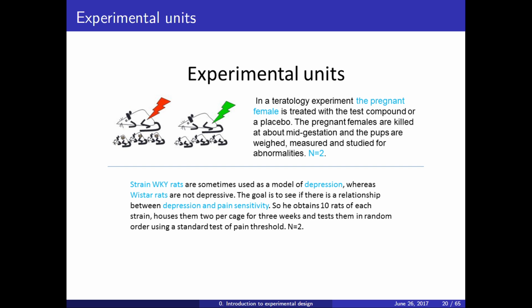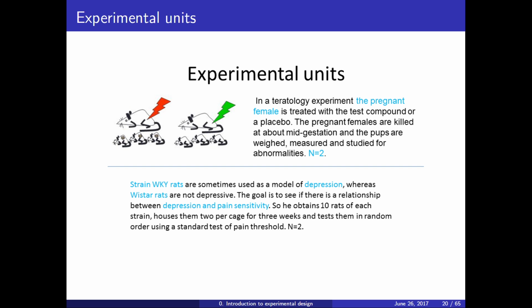So here is an even more striking example. These kind of rats are sometimes used as a model of depression because they are constitutively depressed, while this other strain of rats are not depressive. So we want to see if there is a relationship between depression and pain sensitivity. And for doing that, we will get 10 rats of this strain, 10 rats of this other strain, and then we will test them in random order using a standard test of pain. So what is the experimental unit here?